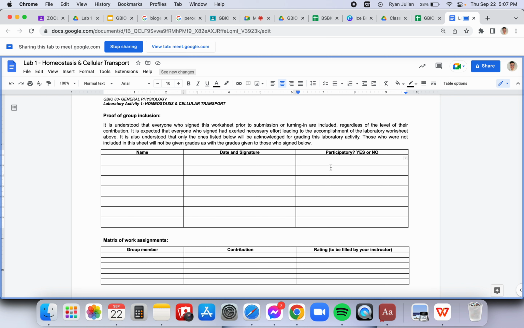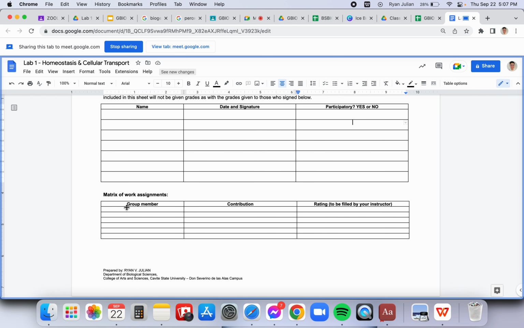Was the member participatory? It could be answered either by yes or no, but be honest lang, especially po sa leader, kung nag-participate ba yung members mo or not. Kung yes, syempre, yes, di ba? No, no. Maging honest na kayo sa bawat isa kung may naitulong ba siya.